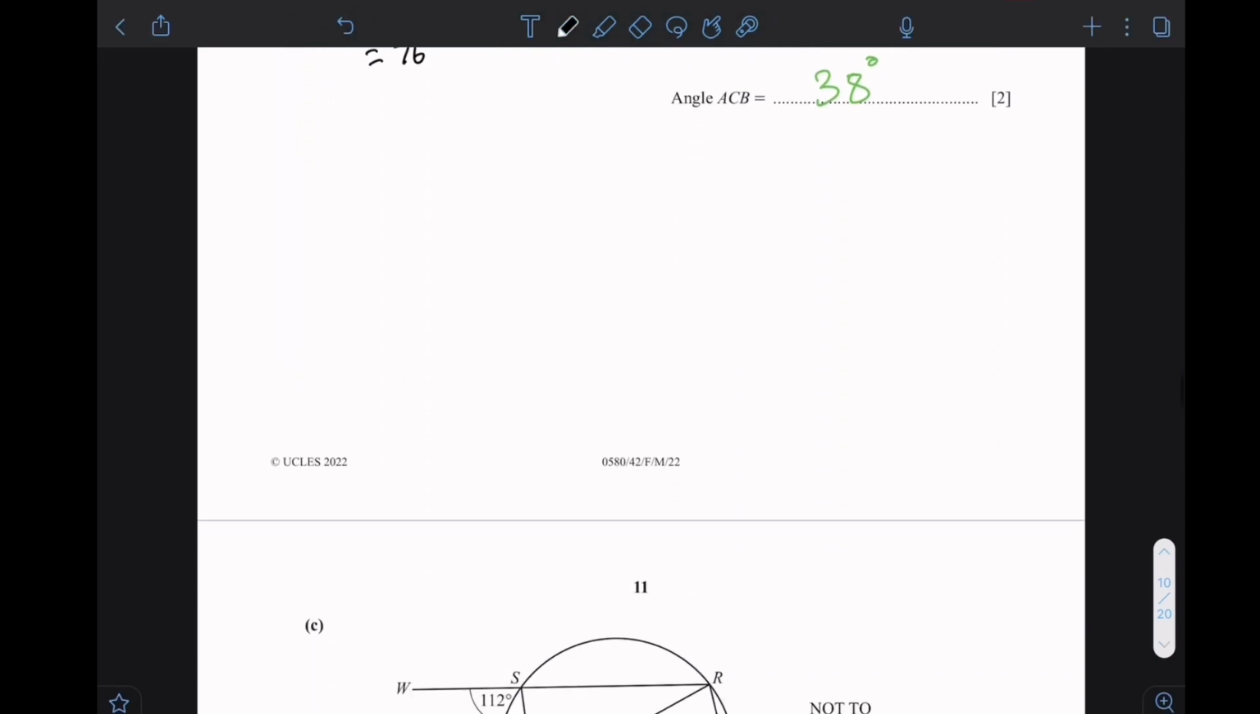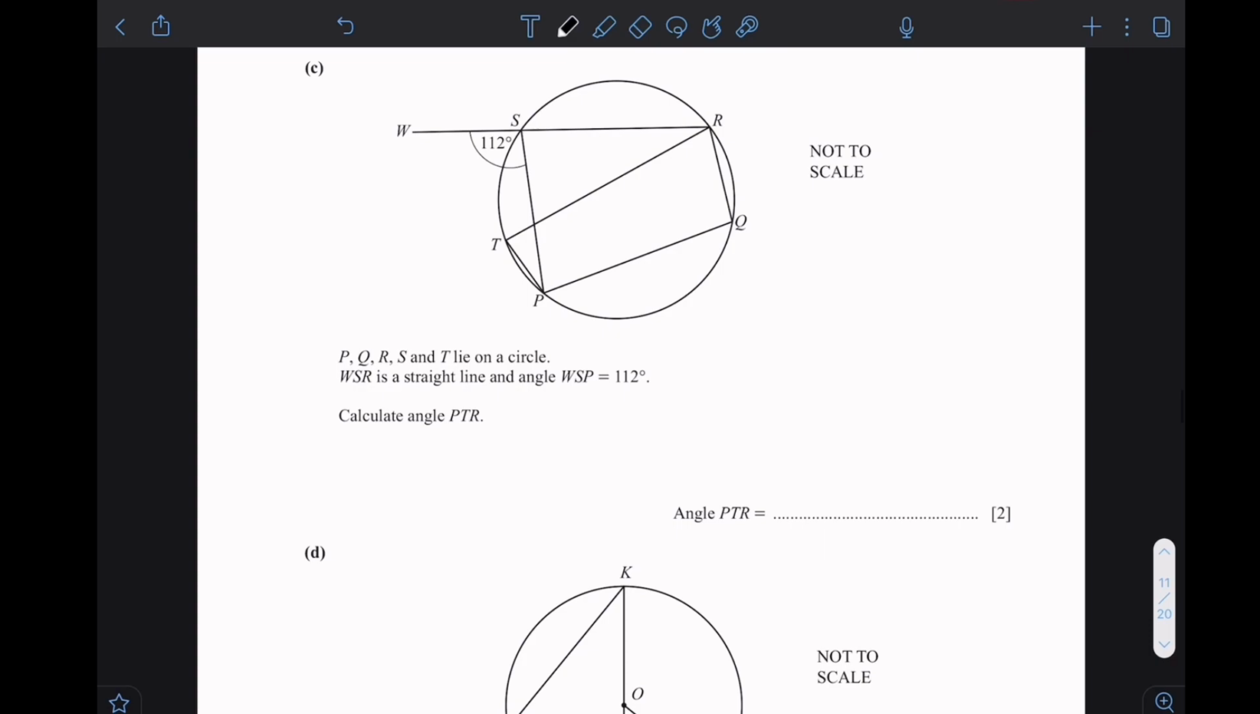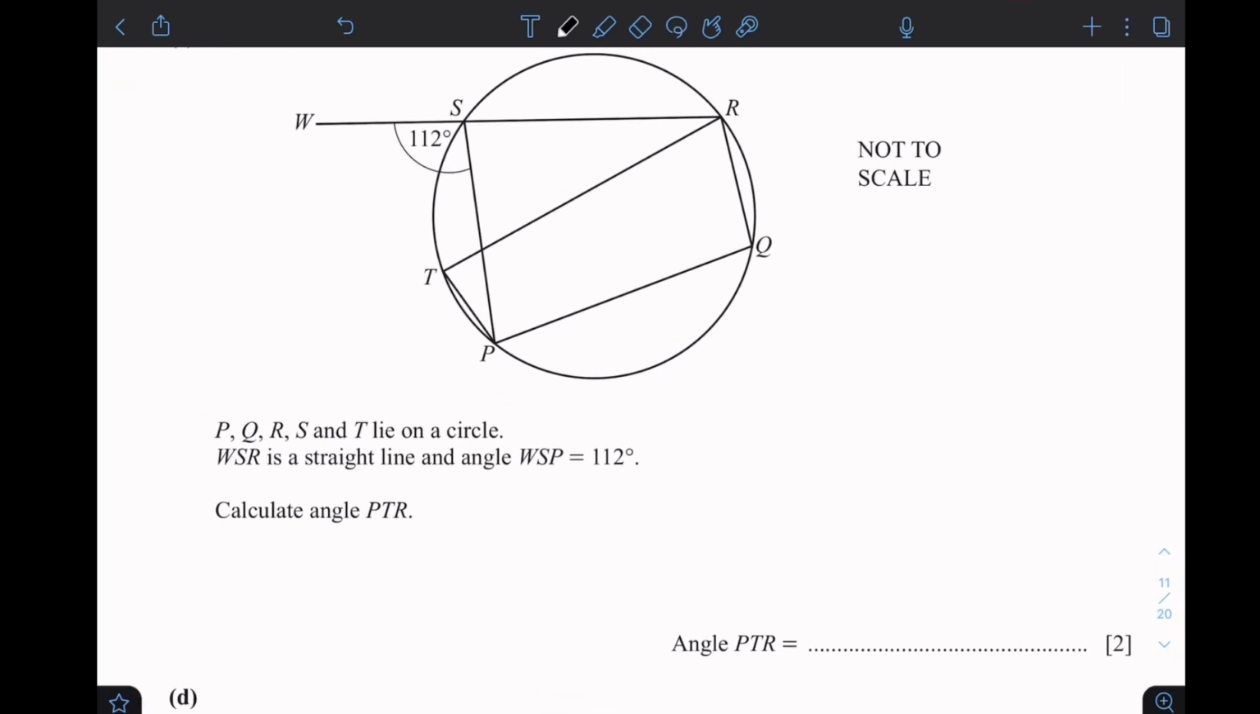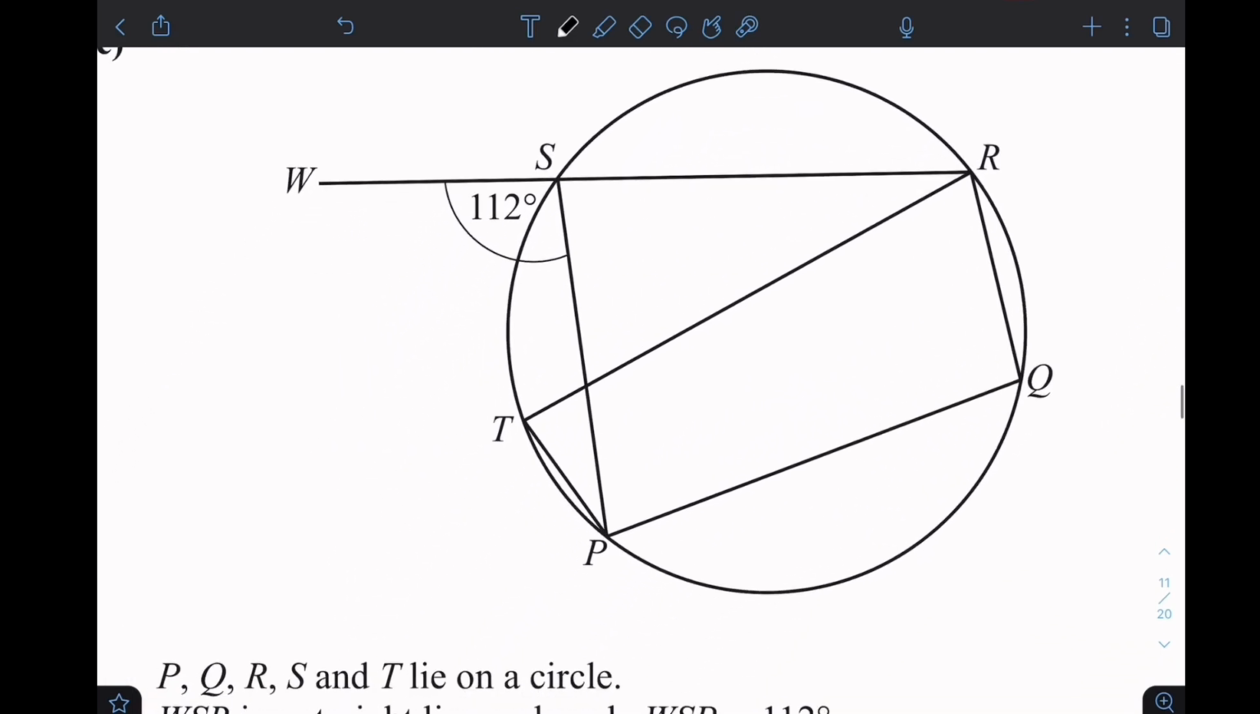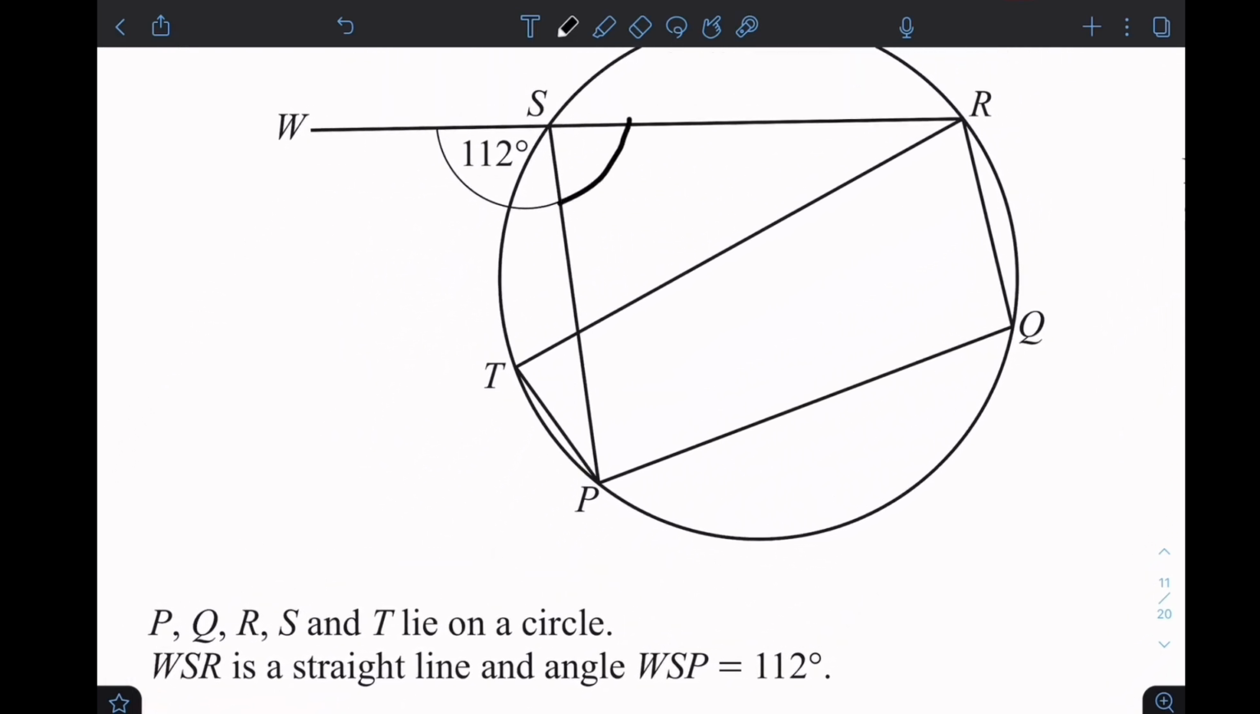Yep. Next question. P, Q, R, S, and T lie on a circle. WSR is a straight line and angle WSP is equal to 112 degrees. Calculate angle PTR. Okay, so what you can do is first, this should be 68, right? Because as I said, interior plus exterior should equal 180 degrees. So 112 plus 68 is equal to 180.